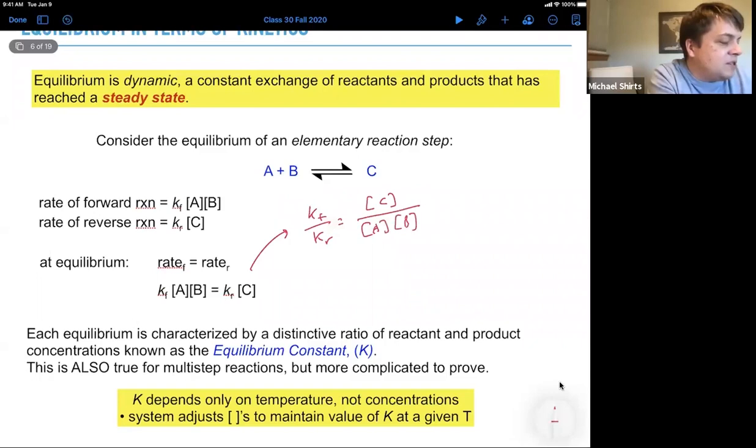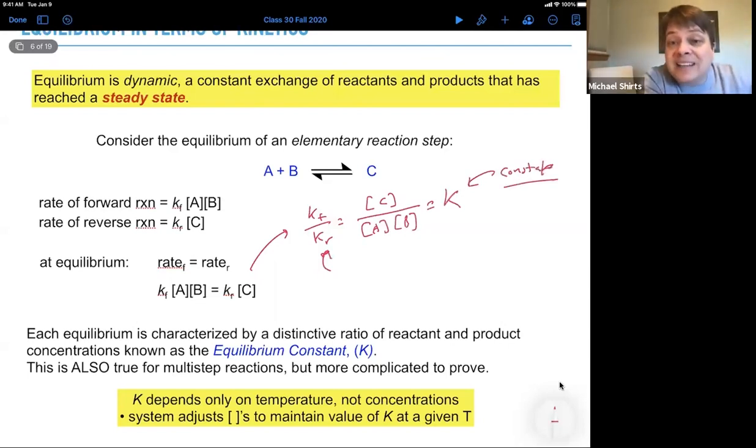So this is interesting, because notice this relationship here, KF over KR, has nothing to do with the concentrations, right? That's the same no matter what the concentrations are. So we could just call it an overall reaction K, and that's constant. So we can write that at equilibrium, certain combinations of the reactants have to be constant. So each equilibrium is characterized by a distinct ratio of reactant and product concentrations known as the equilibrium constant.